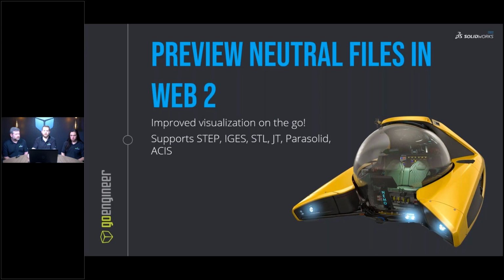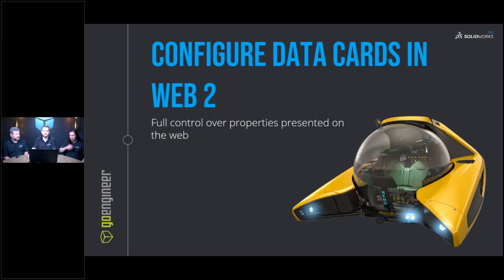Some other new capabilities, we can preview neutral files in Web 2, giving you added flexibility in how we want to view maybe vendor files. You can also configure data cards in Web 2, providing you just greater control over what properties are there, how they're represented, and in what order. So definitely some great content there.